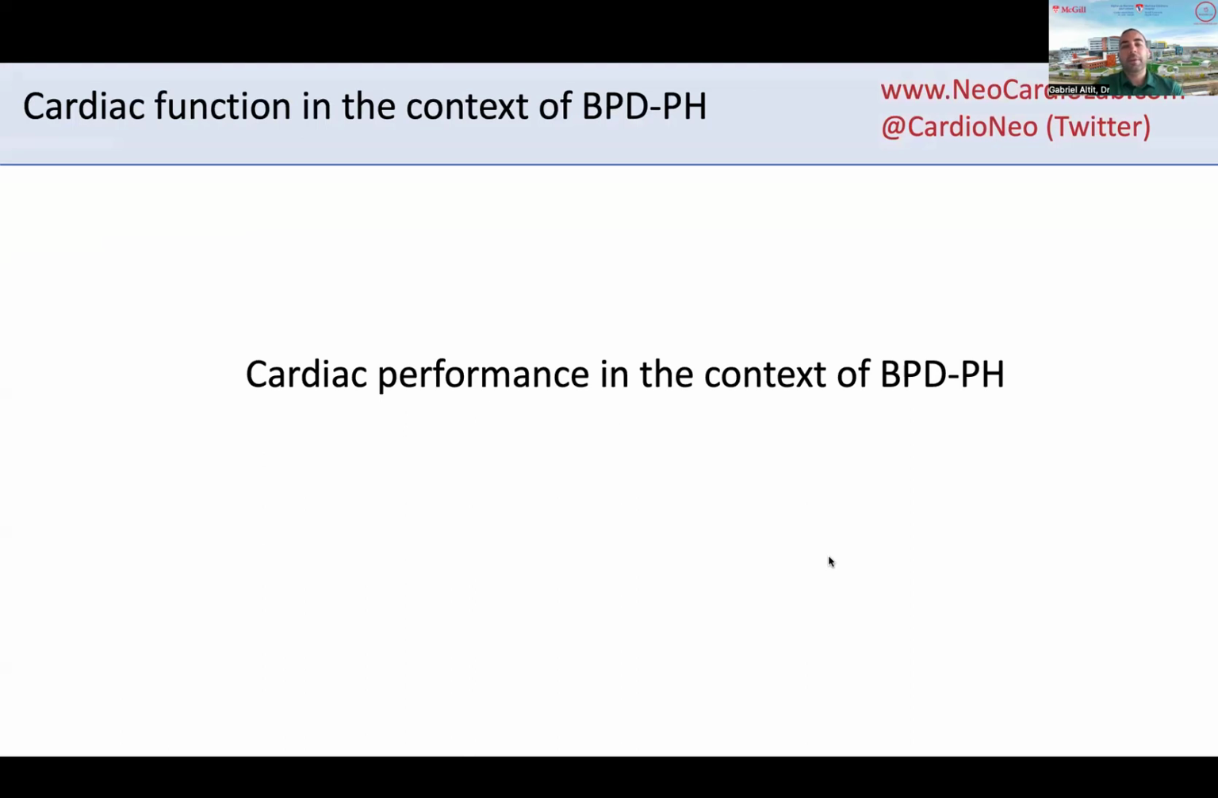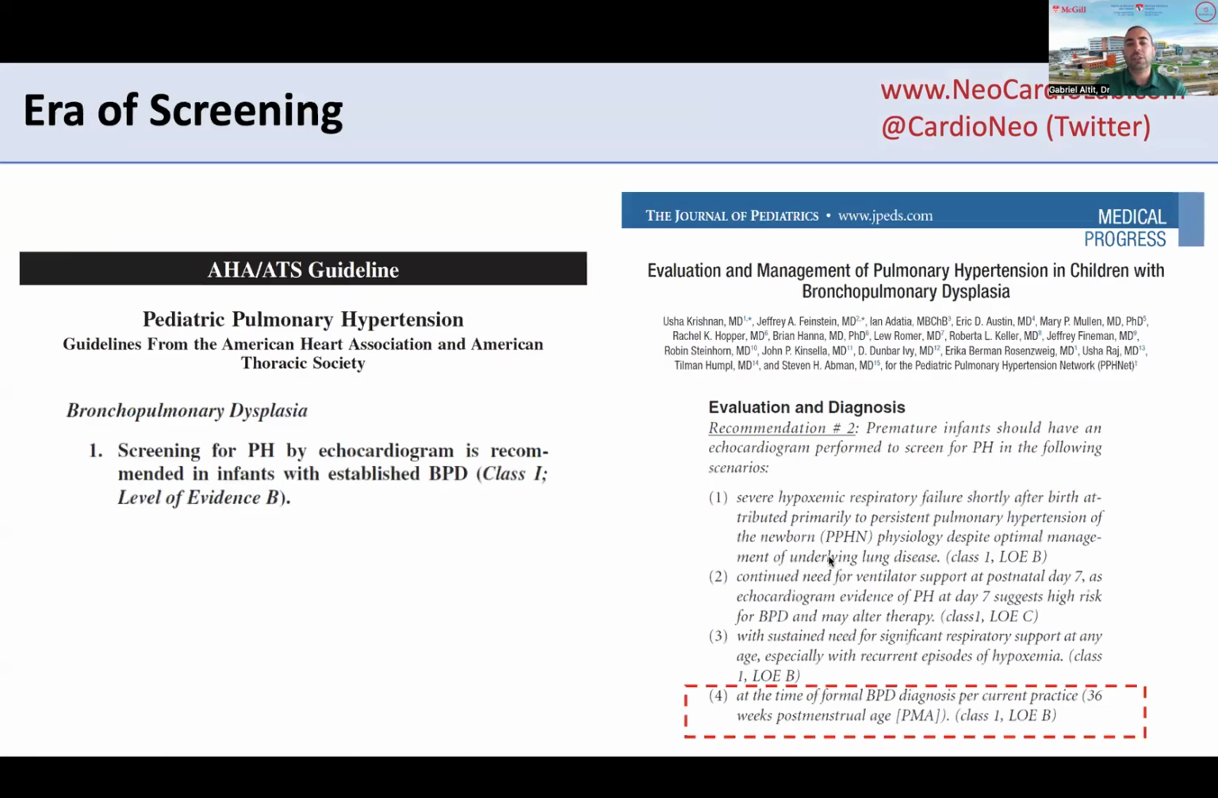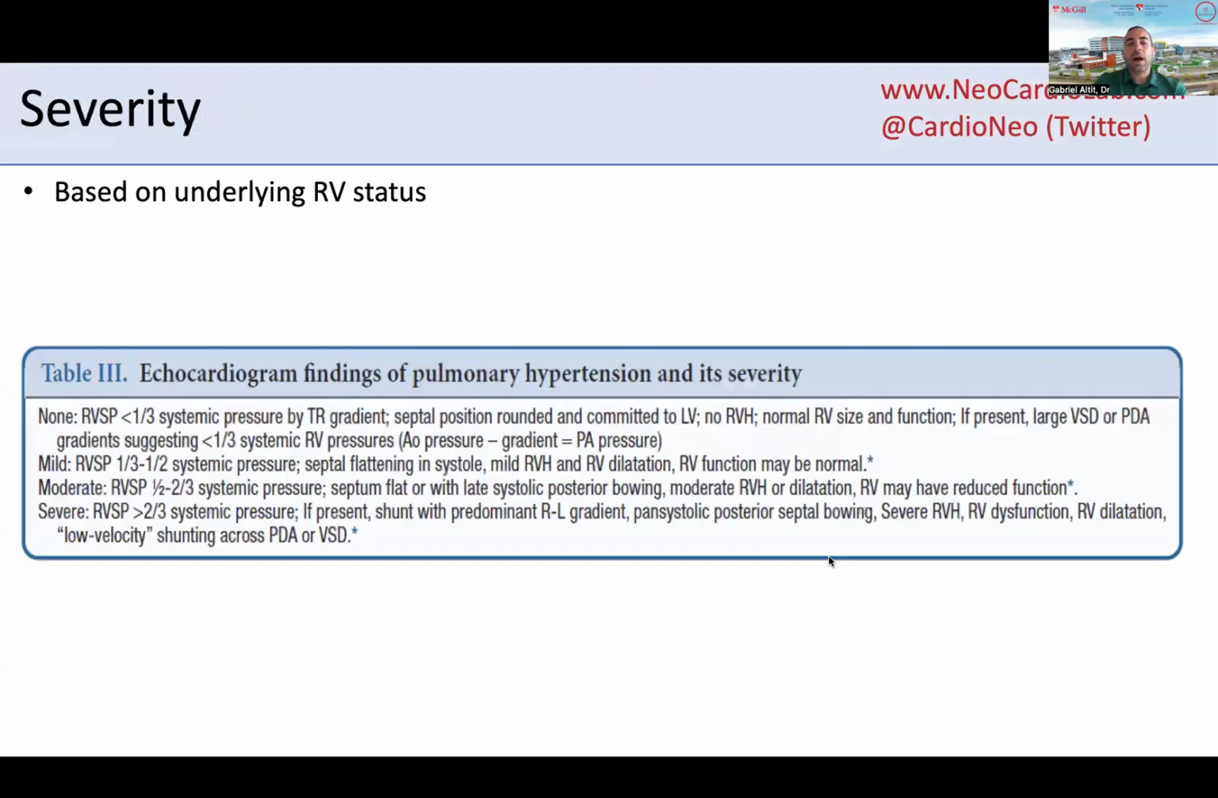So it is important to better understand the cardiac performance in these patients when you suspect pulmonary hypertension. As you can see, in the era of screening, there's a strong recommendation to screen for pulmonary hypertension in these patients with BPD using echo. And the severity scheme is mostly based on how the RV is behaving in this context, and whether or not you have signs already of severe RV hypertrophy, RV dilatation, or RV dysfunction to classify these patients within the moderate or severe zone.